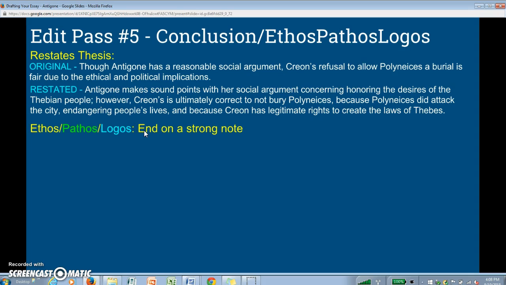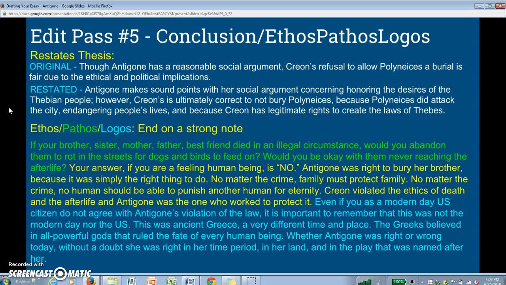Now, for the last part of your conclusion, you need to make sure that you include ethos, pathos, and logos to end on a very strong note. So for instance, if you read through this sample, you will see that there is pathos, which calls on the emotions of the reader, ethos, that calls on the morality of the reader, and logos, which calls on the logic of the reader. Please feel free to pause the video and read through this conclusion so that you can understand how to utilize ethos, pathos, and logos in your own conclusion.